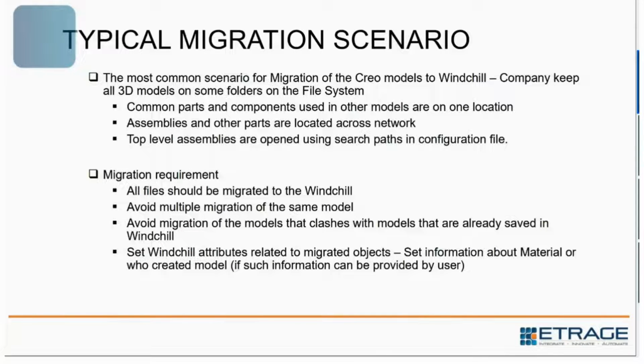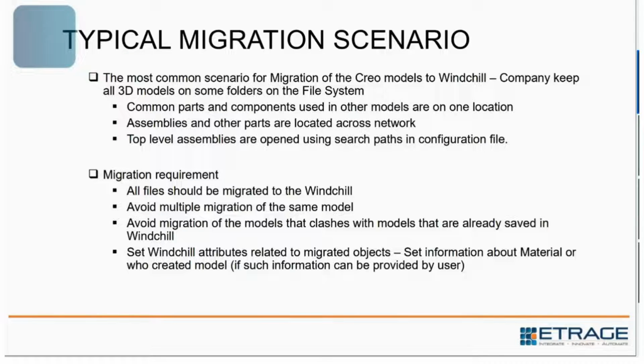So, at the end, let me present the typical scenario for migration that we identified in most companies. The most common scenario for migration of the Creo models to Windchill is that a company keeps all 3D models in some folders on the file system. Usually the common parts and components used in other models are in one location on the file system, while assemblies, drawings, and other parts are located across the network in different folders. Top-level assemblies and drawings are opened using search paths in a configuration file.